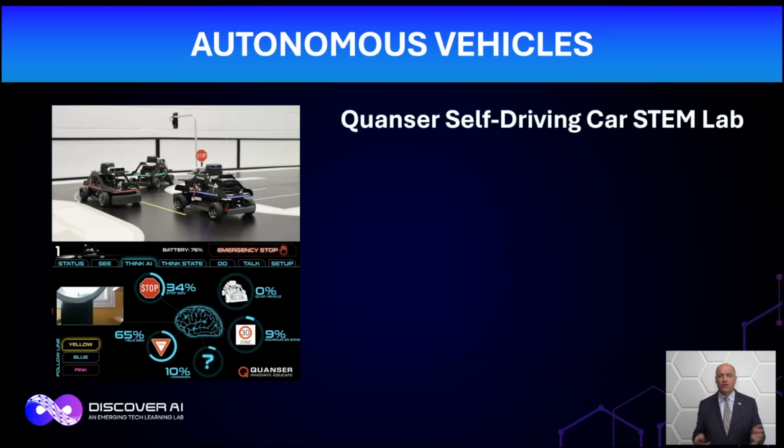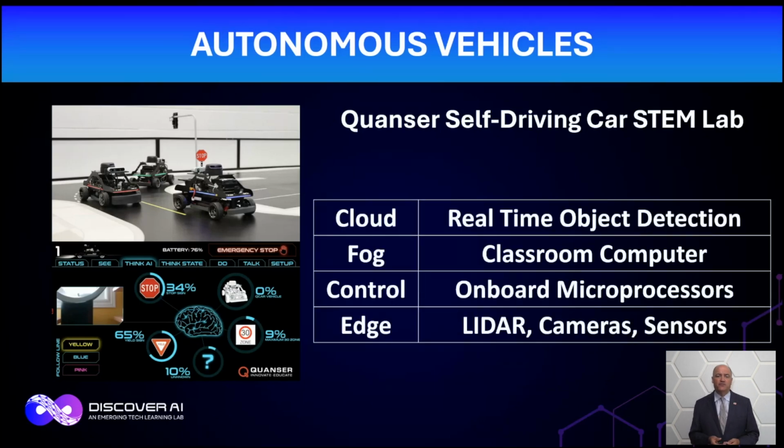Students are interacting directly with this technology to teach the edge to cloud continuum and autonomous vehicles. They are learning how we use LiDAR and 2D and 3D cameras and sensors on the edge, sending that information to an onboard microprocessor that is our control system, then going on to the fog, in this case, a classroom computer, where we're doing real-time object detection. We are using classification machine learning. We are using reinforcement machine learning and supervised and unsupervised machine learning.